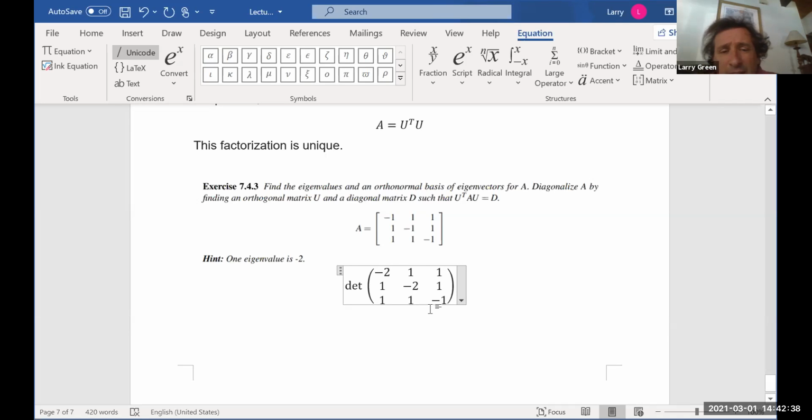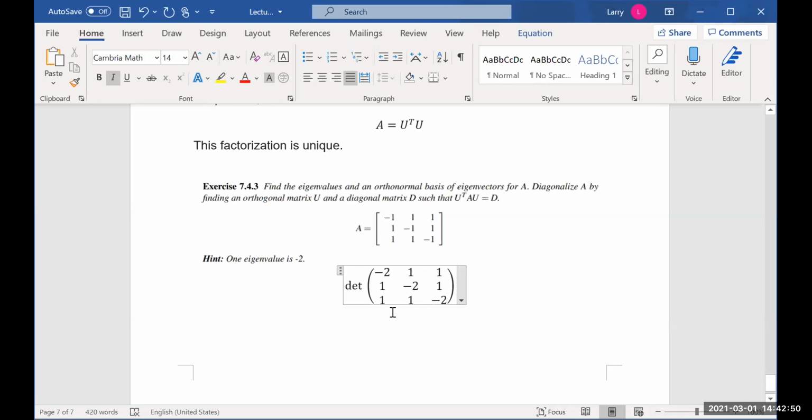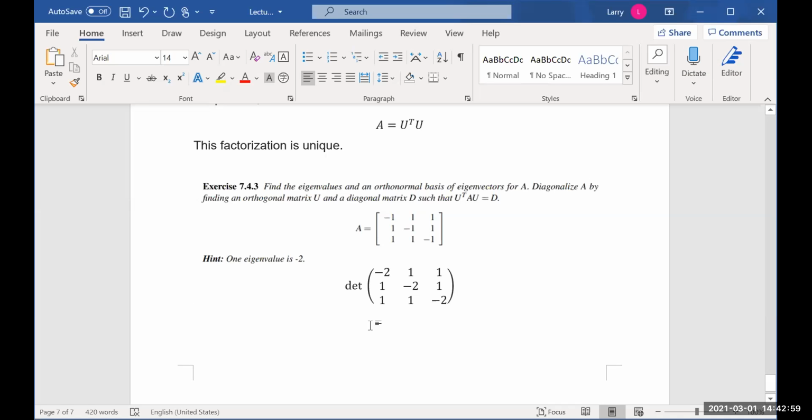Got it. So determinant of, and now of that guy. I need to subtract lambda from all the diagonals, and I get -2, 1, 1, 1, -2, 1, 1, 1, -1. By the way, how do I know I'm actually going to be able to orthogonally diagonalize this? What theory tells me that? It should be symmetric. Is it clear that A is a symmetric matrix? Take the transpose, you get itself. Yeah.